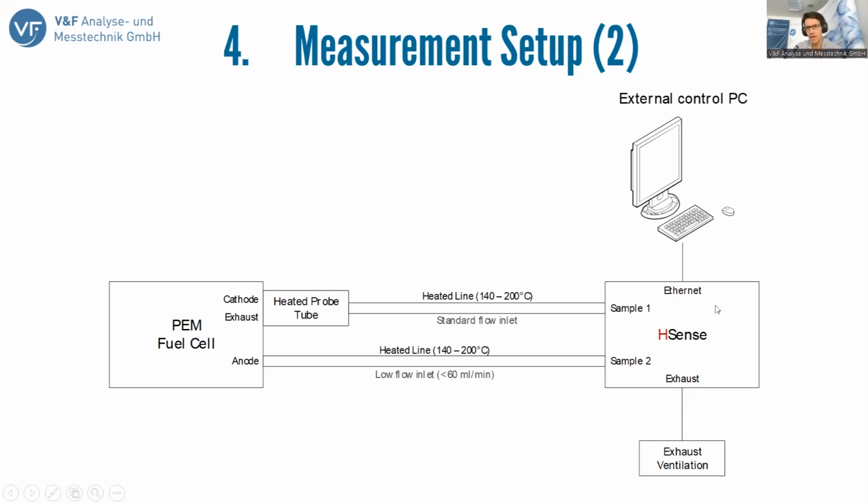And again, we have our HSense instrument. We would have our external PC, and we would have our exhaust system, which of course needs to be connected to some safe way to vent the unused gas into the ambient.